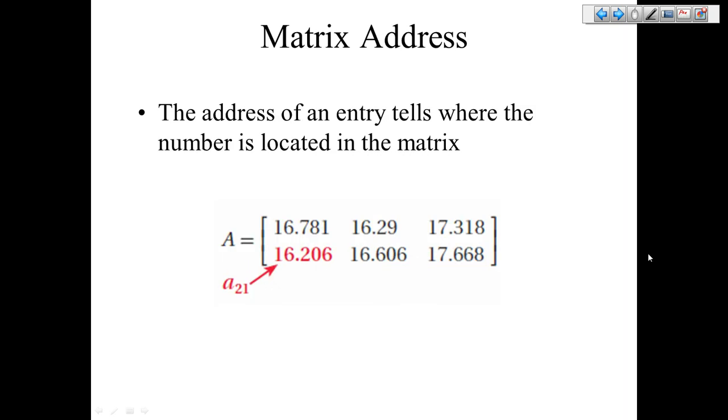A matrix address is where an entry is seen. You can think of it as like a label on a spreadsheet. So matrix A, that's a capital A, has an entry of 16.206 at the address a, that's a lowercase, 2, 1, meaning that it's the second row, first column.